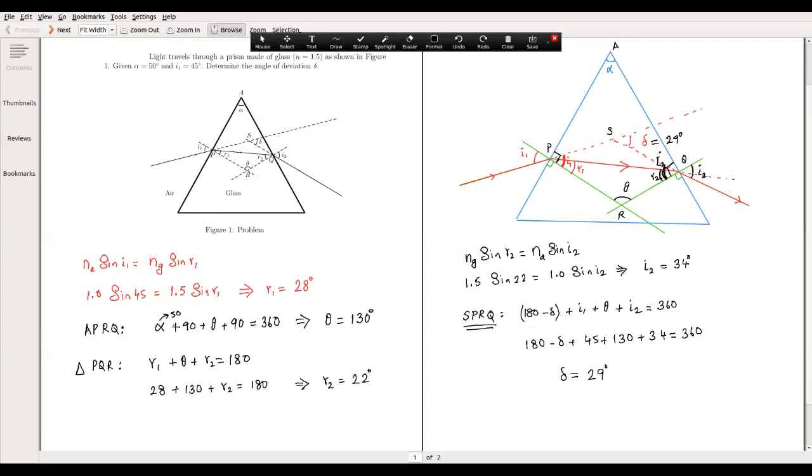Again, it involved a little bit of steps, but at each point we are just using the law of refraction and the geometry of a triangle.